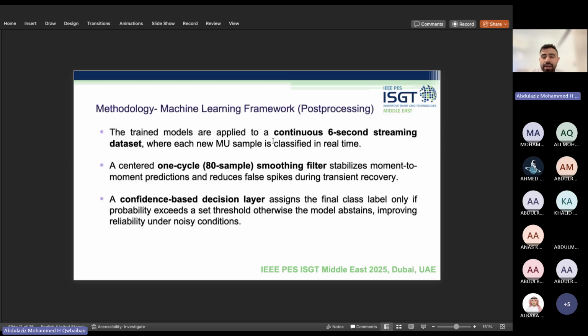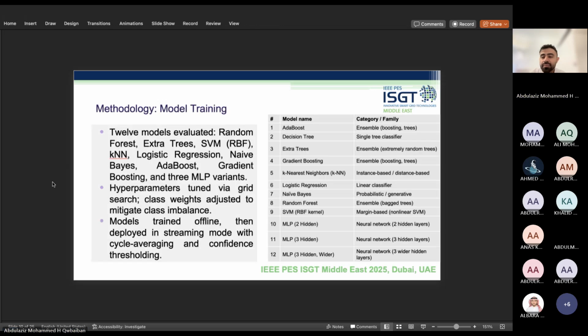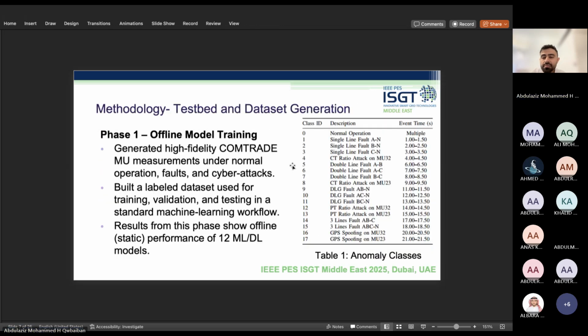The trained models are applied to a 6-second streaming data set بعد ما سوينا لها training, post processing, where new samples are classified. We have an 80 samples, 1 cycle smoothing filter to stabilize moment-to-moment prediction and reduce the false spikes, and we have a confidence-based decision layer. We have one additional layer to assign the final class label. How many labels did we have? 12.